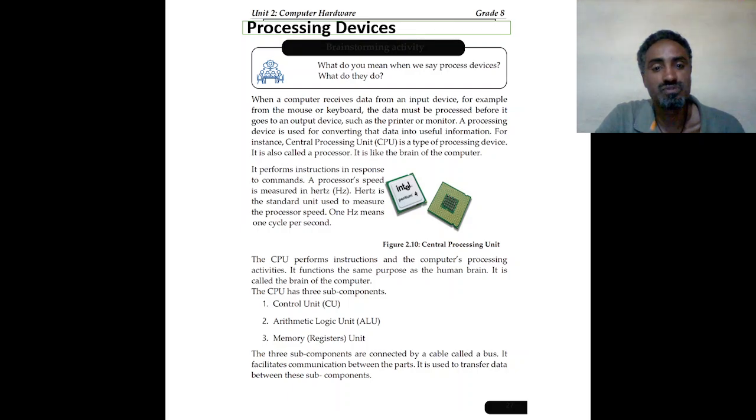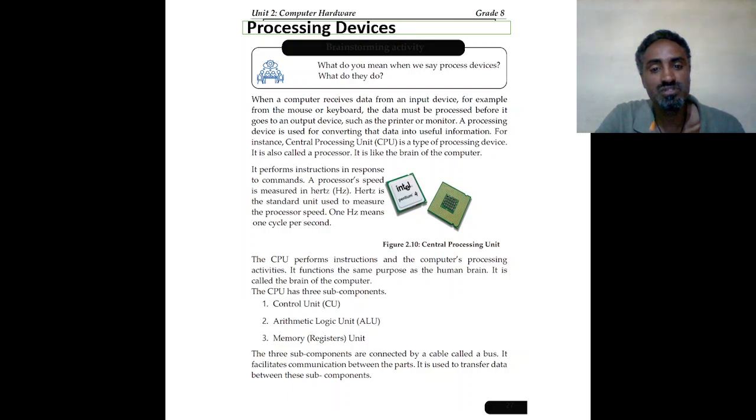The central processing unit, the CPU, performs instructions and the computer's processing activities. Most activities are performed by the central processing unit. It serves the same purpose as the human brain, which is why we sometimes call it the heart or brain of the computer, especially the control unit and the arithmetic unit. They work like a human being. It is called the brain of the computer.